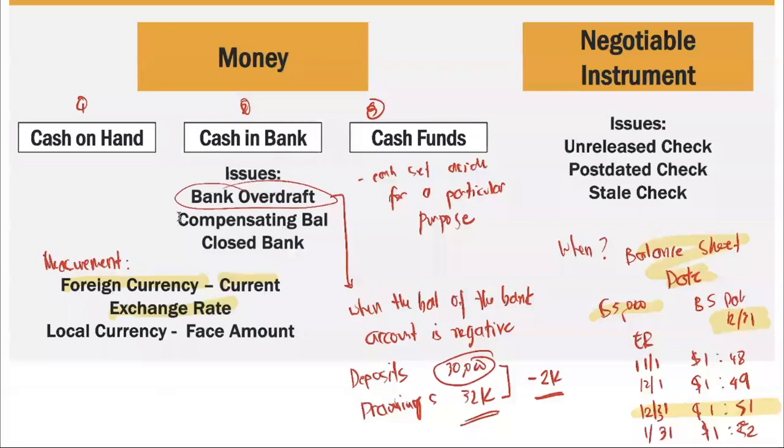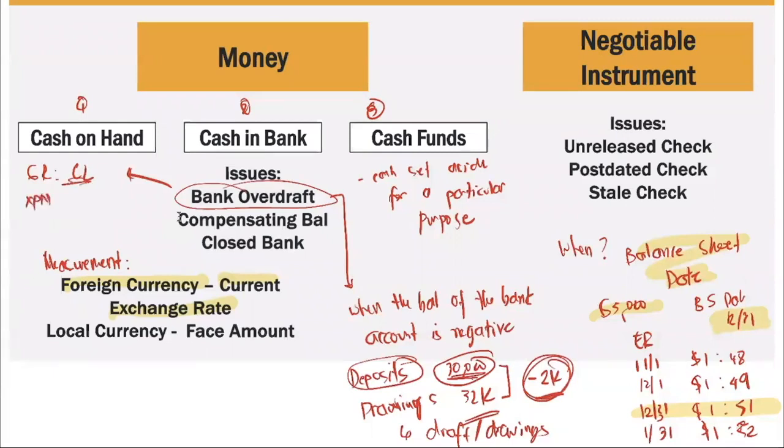For a bank overdraft, take note of this. A bank overdraft should always be presented as a current liability. Bank overdraft, general rule, we have a current liability. Why? Because instead of receiving something due to your deposit, you will pay more because of your overdraft. It's overdraft because you have more draft or drawings rather than your deposit. So this negative 2,000 will be presented as a current liability. Remember, bank overdraft, current liability.